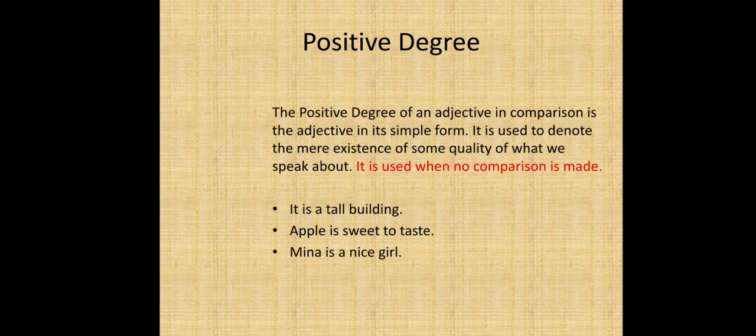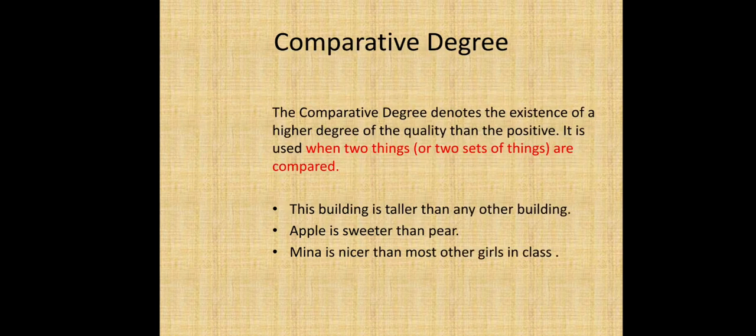So what is positive degree? The positive degree of an adjective in comparison is the adjective in its simple form. It is used to denote the mere existence of some quality of what we speak about. It is used when no comparison is made. For example, it is a tall building. Apple is sweet to taste. Mina is a nice girl.